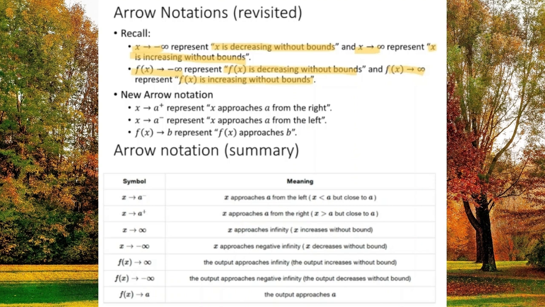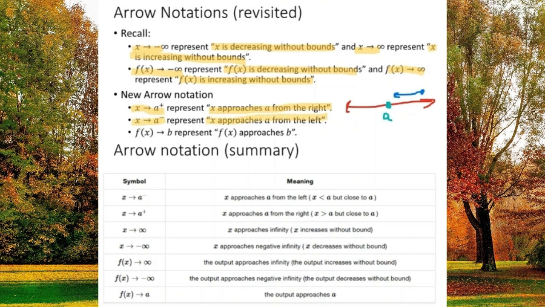To help us discuss that, we do have to introduce more to the arrow notation. Suppose we say x approaches a with a plus sign superscript. This notation represents x approaching a from the right. To understand what this means, suppose we have a number line, and here is a. To approach a from the right, that means we're starting somewhere to the right of a, and we're getting closer and closer to a. Another way we can approach a is we could approach a from the left.